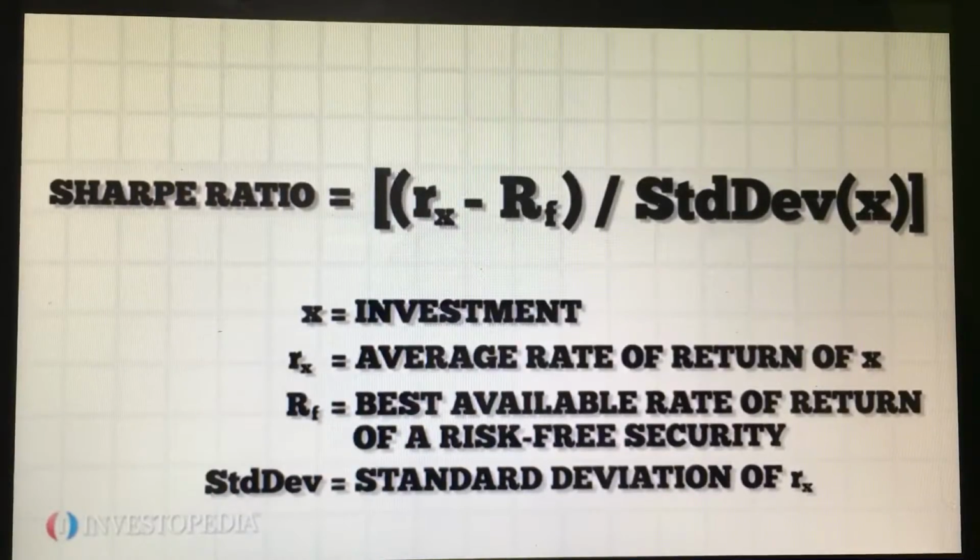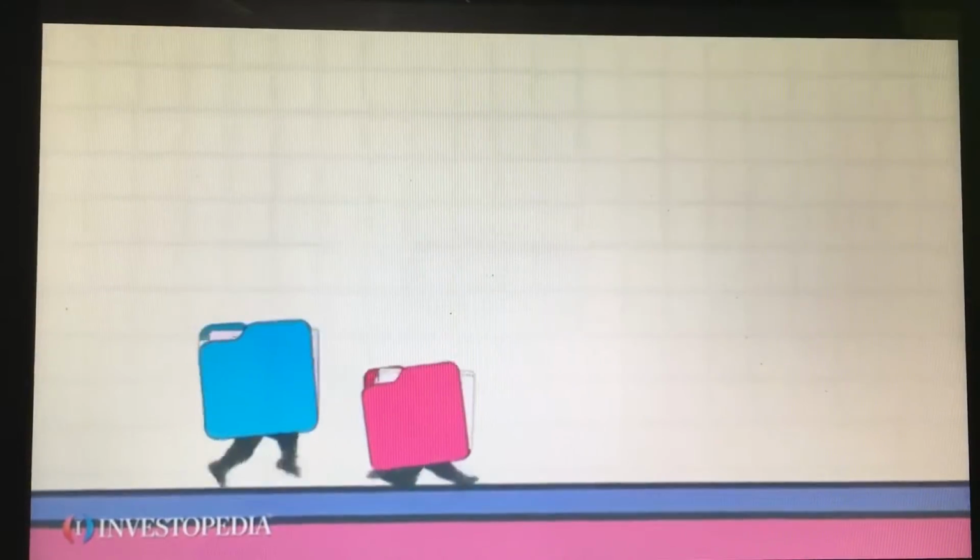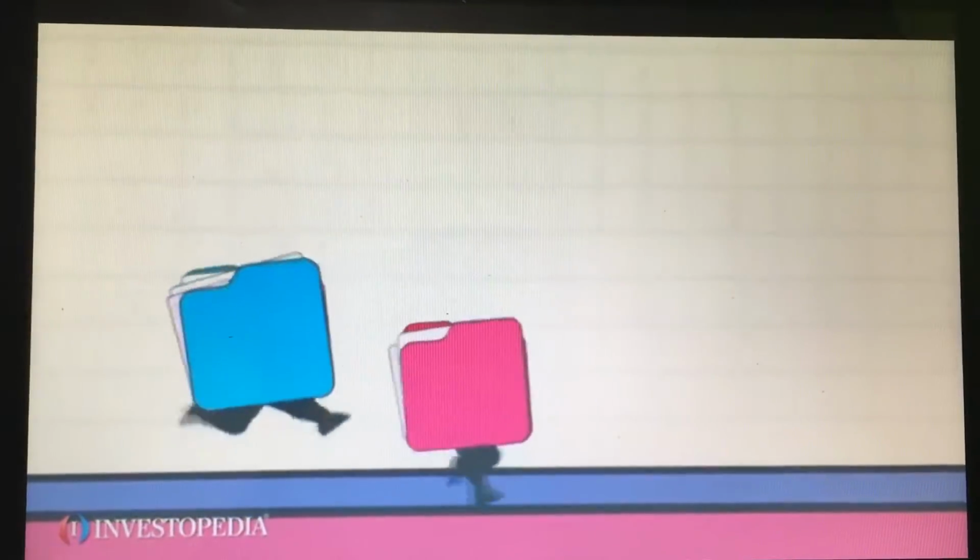The Sharpe ratio helps to make the performance of one portfolio comparable to another portfolio by adjusting for risk. This allows you to determine whether a portfolio's returns are due to smart investment decisions or just a higher level of risk.